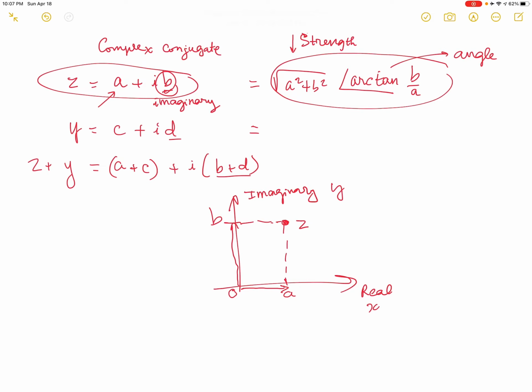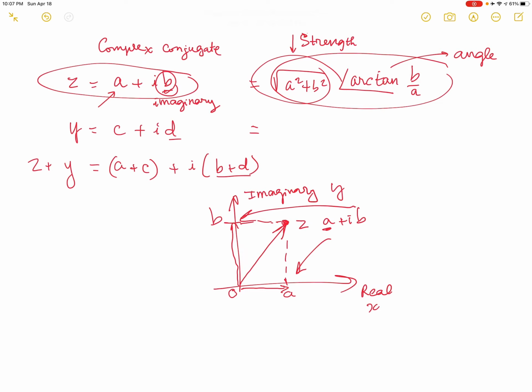When we identify a point here, this point is called z, which has the value of a plus ib, where a is the real part and b is the imaginary part. It can also be represented by a vector, and the vector here has a strength of the square root of a squared plus b squared.